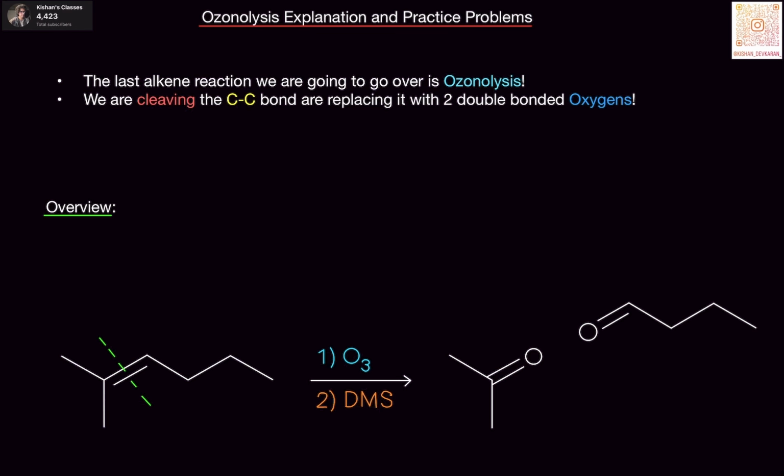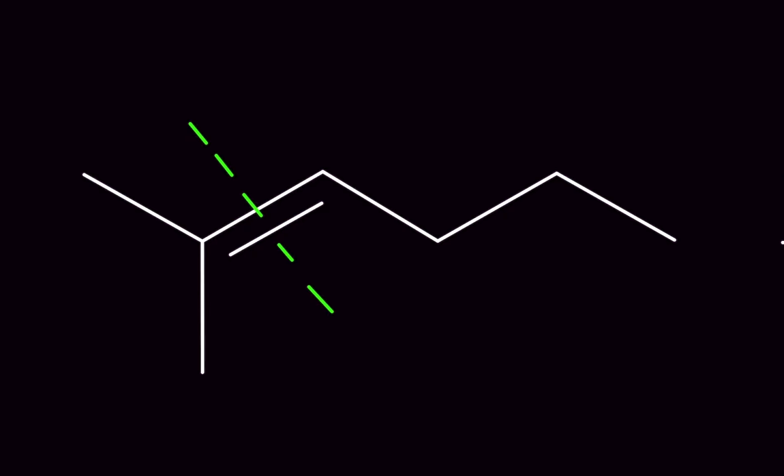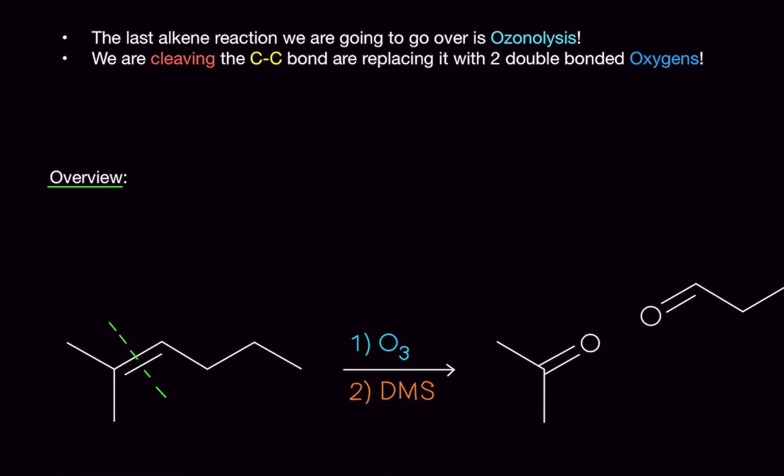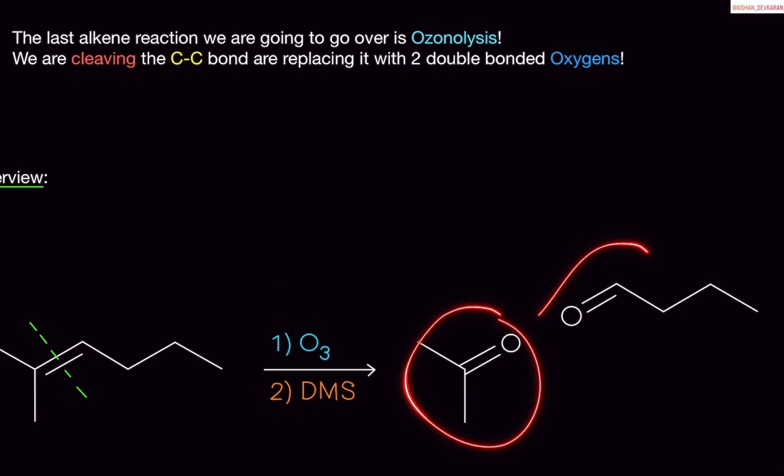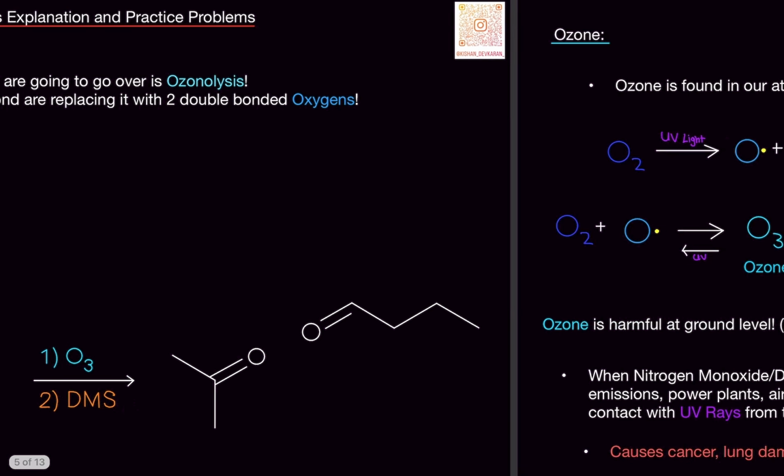So here we are. The last alkene reaction we're going to go over is ozonolysis. What we're going to be doing is cleaving the carbon-carbon bond where the alkene is and replacing it with 2 double-bonded oxygens. So we're literally taking our alkene and slicing it in half. And when we do this, with these reagents, we create 2 double-bonded oxygens, carbonyls, here and here, and the molecule is now separated. That's what ozonolysis is doing.